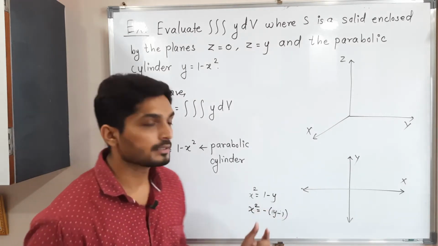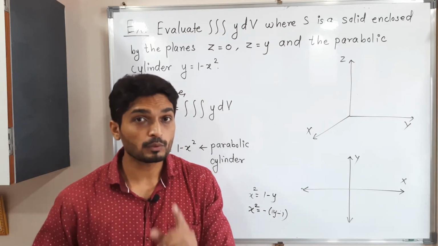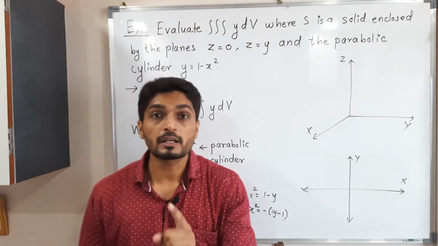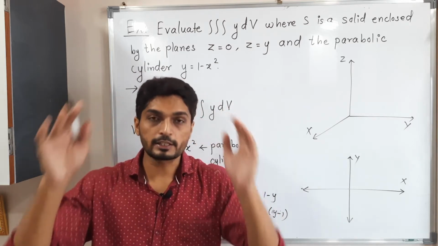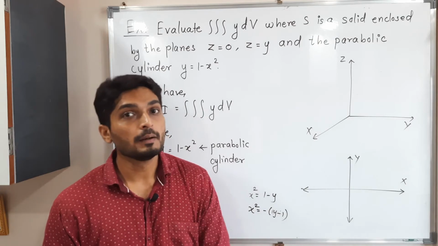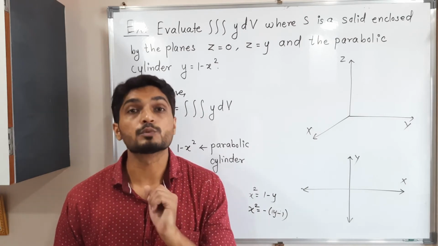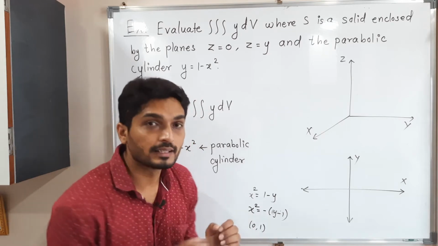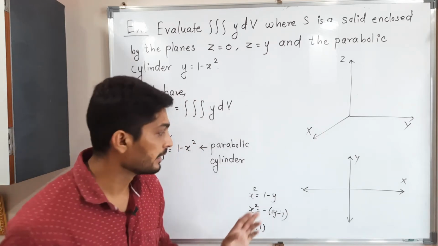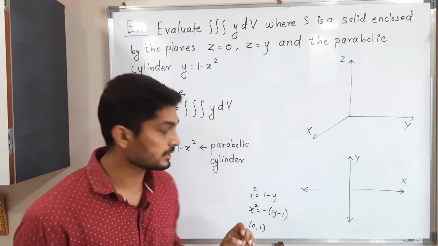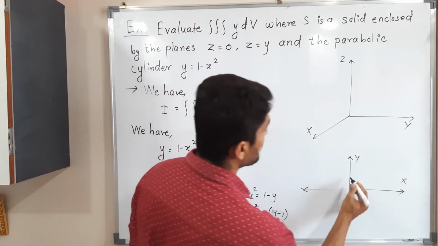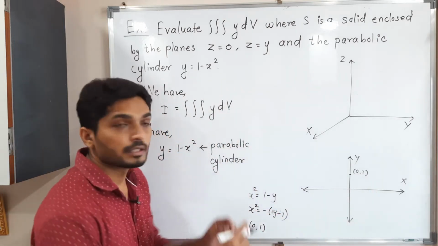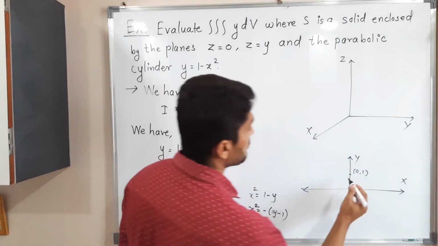So this is a parabola symmetric about the y-axis, since y has power 1. It opens in the direction of the negative y-axis, since y has a minus sign. Its vertex is at 0 comma 1, since there is nothing with x, so it is 0, and we have y minus 1, so it is 1. So 0 comma 1 is here. This is a parabola in the direction of the negative y-axis.